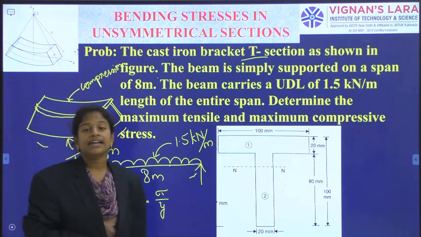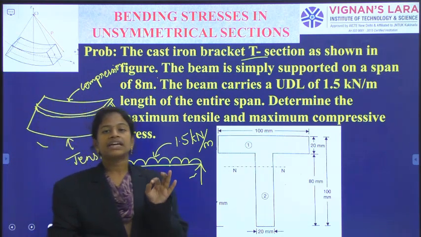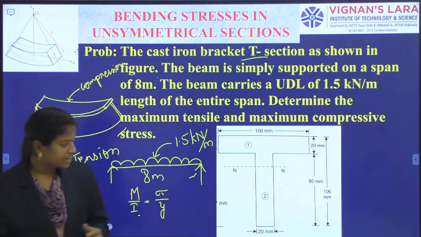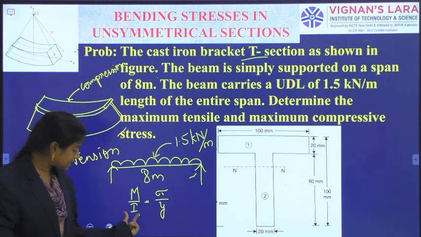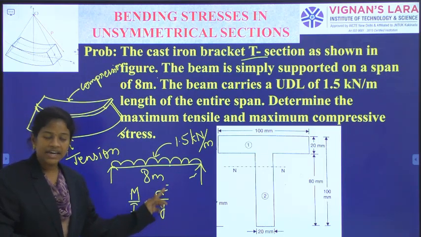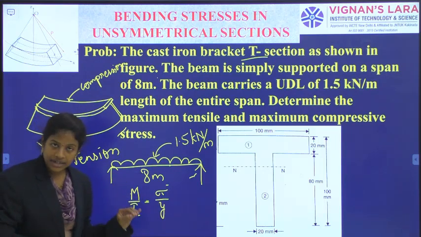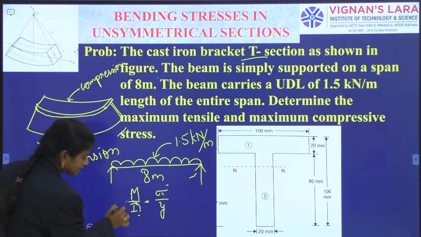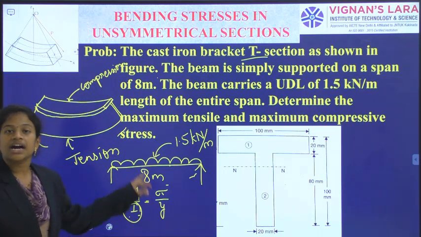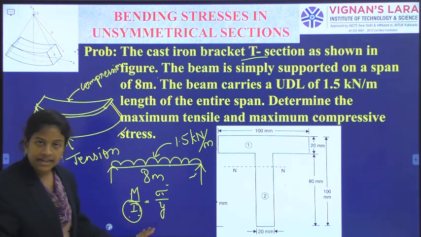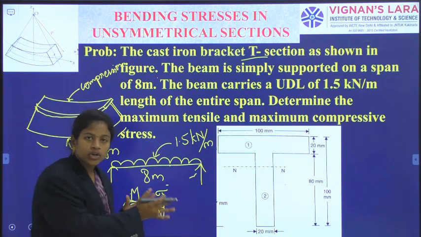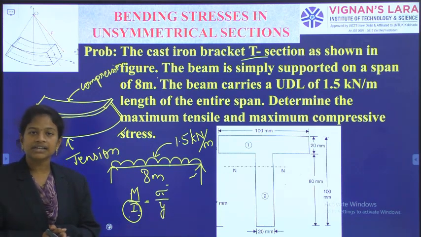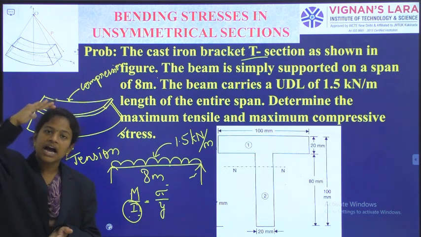Firstly, like we have already said, if it is a symmetrical section, without any doubt, I go into the calculation of M, calculation of I, and then I will go into sigma and y. But when it is an unsymmetrical section, for calculating I, the moment of inertia about the neutral axis, first we need to locate where the neutral axis is. Generally, for symmetrical sections, the neutral axis is at half the depth.